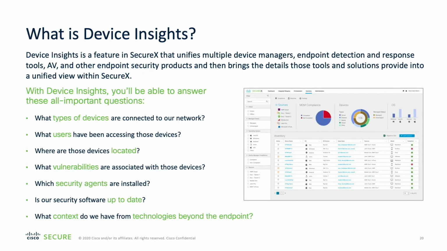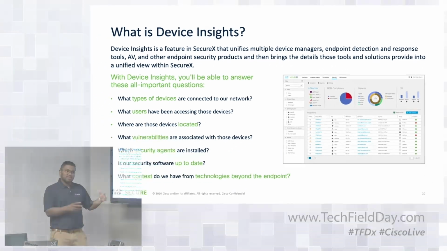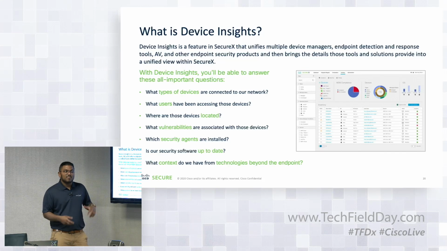So what can I answer with Device Insights? What kind of questions can I get the answer to using Device Insights? What types of devices are connected to my network? Are they Windows? Are they iOS? Are they Android? Are they macOS? What users have been accessing those devices? Who's logged into this machine? When did they log into that machine? Where are the devices located? An actual geolocation. Are they in Raleigh, North Carolina? Are they in San Jose? Maybe they're in Bangalore, India, and they shouldn't be in Bangalore, India.